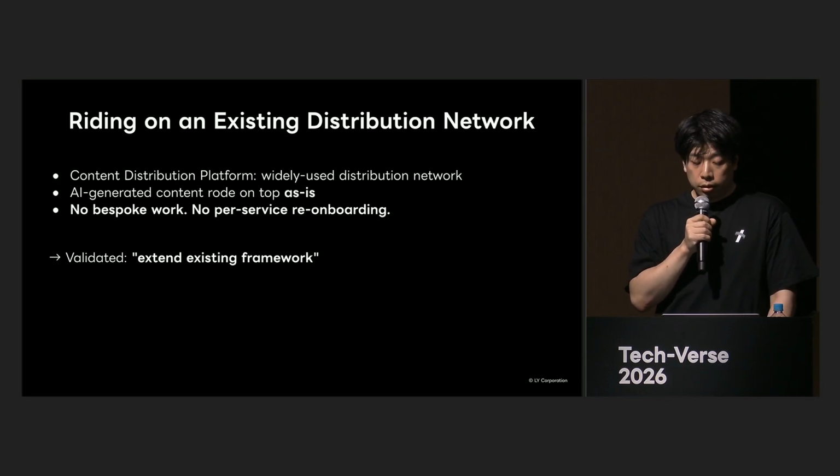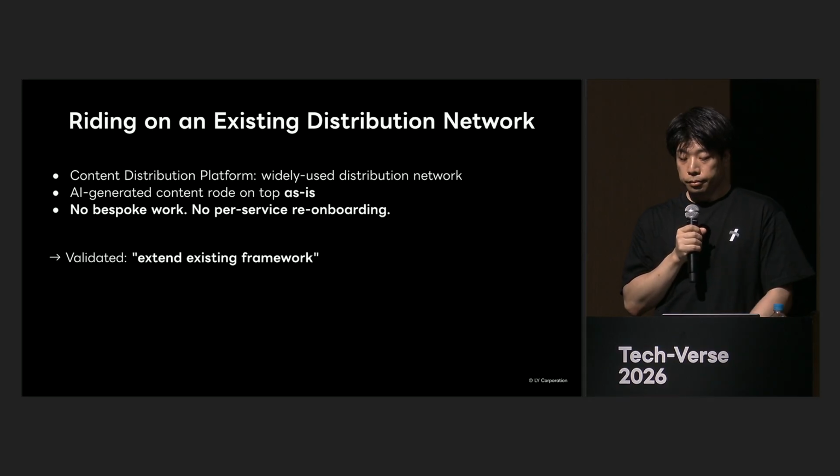I'd like to discuss another initiative and its results from a platform perspective. The Content Delivery Platform, CDP, is a distribution network already widely used by both content submitters and referrers. This time, we were able to place AI-generated content directly onto this existing distribution network. As no individual development was required and existing users did not need new onboarding, the ecosystem is structured to accept new content formats with minimal cost. This demonstrates the validity of our approach to extending existing mechanisms.